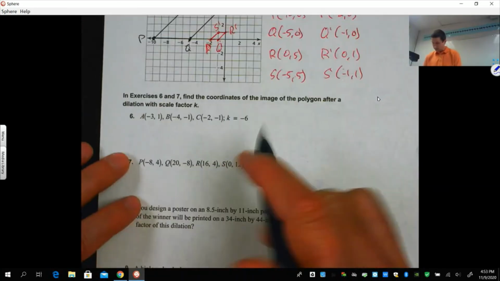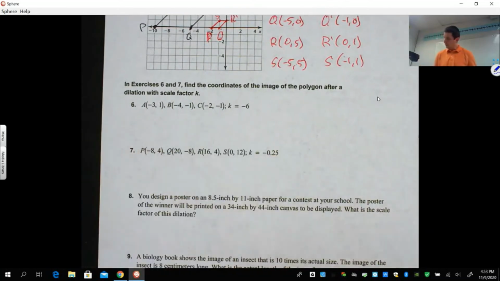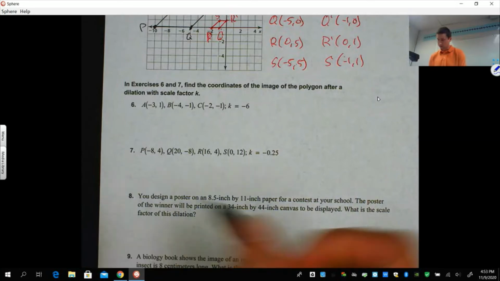Okay, find the coordinates of the image of the polygon after a dilation with scale factor k. We're going to do this on paper. I'm also going to graph this as well because you notice the negative there.